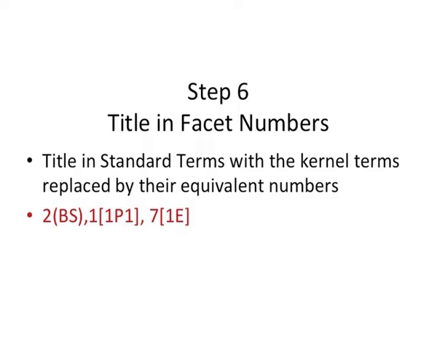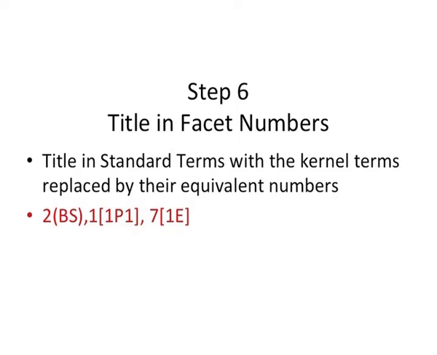in public libraries. We have to open the schedule from colon classification. This is the only thing where we are dependent on the scheme of classification. Though we may remember that 2 is the number for library science as a class, we have to see the schedule, go to the personality facet, find out the number for public library, and then go to the energy schedule, energy facet, and find out the number for reference service. And thus we have done step 6, that is title in facet numbers.